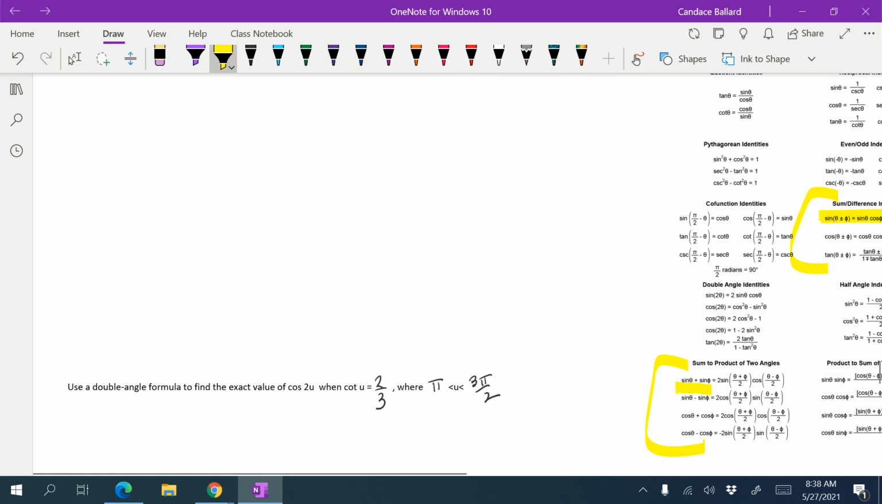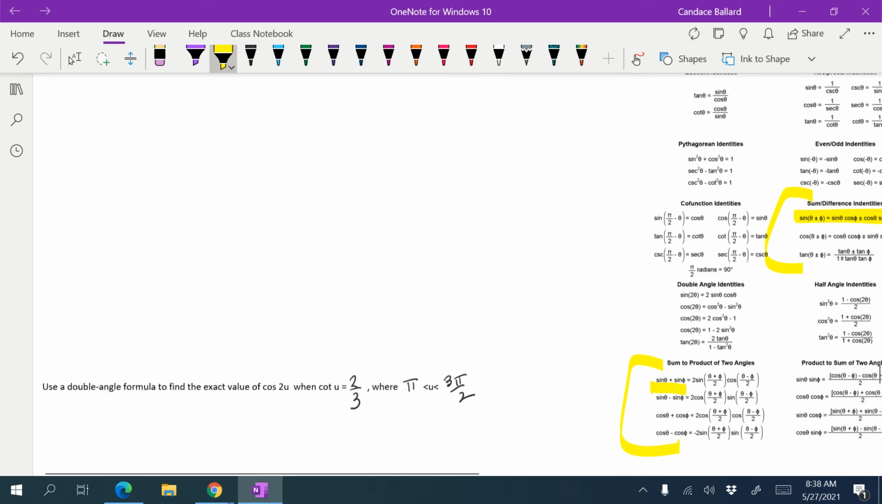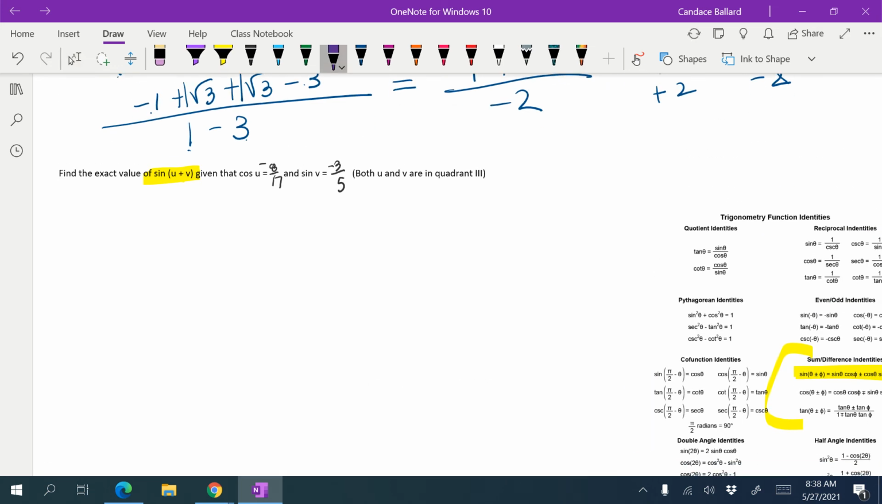Sine, cosine, cosine, sine, right? So I need sine, cosine, cosine, sine. With sine, we keep the sign. Cosine, cosine, sine. And I'm going to drop my u and my v and my u and my v. So let's see what we actually have here.